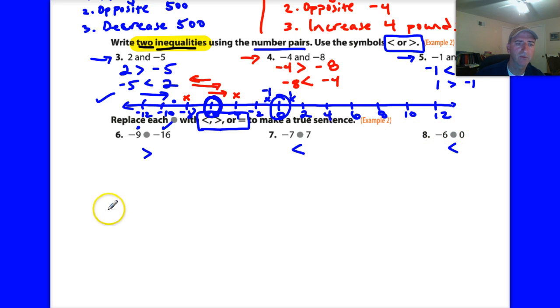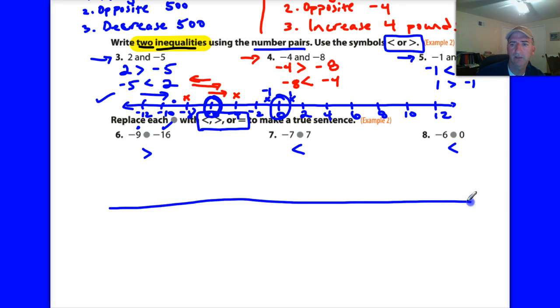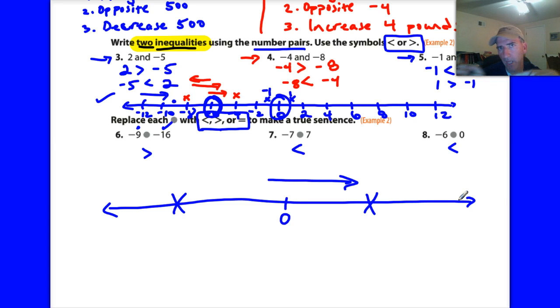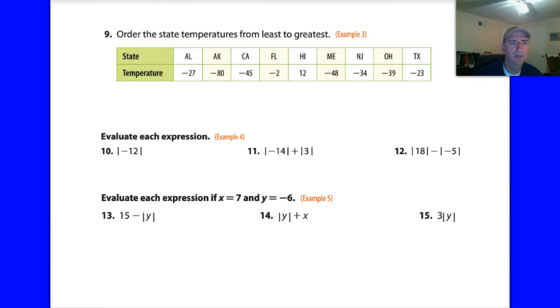So number lines, if you have these problems and you're not used to it or you're not sure, just put a quick number line, put the numbers down. Remember, the number on that side is always going to be greater because it's more. It's that way on the number line. I don't know which way you see because the video might be backwards. You get my point, right? The bigger numbers are to the right. Right there.